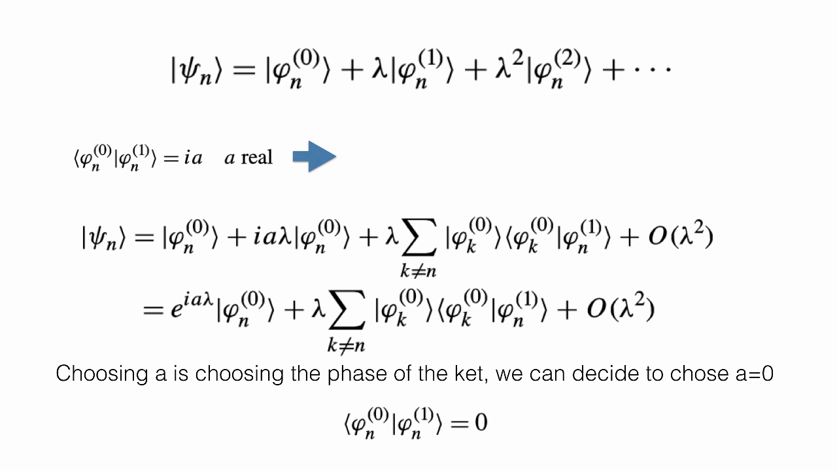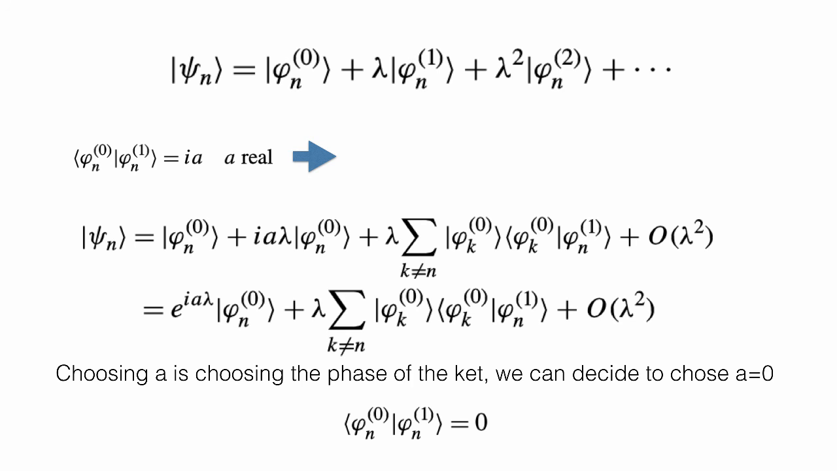So we can write, now that we have decided that the probability amplitude phi n0, phi n1 is equal to iA, we are going to replace this expression in the full expression for psi of n. And remember, at first order we have phi n0 times iA lambda. We just said that iA was the probability amplitude for the first term, and then we don't touch the other terms. And we can see that the first two terms are actually the first two terms of the complex exponential e to the power iA lambda.